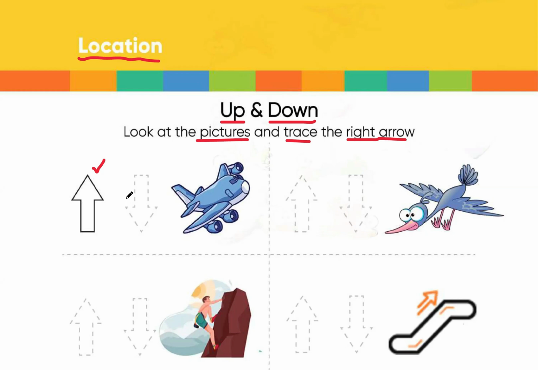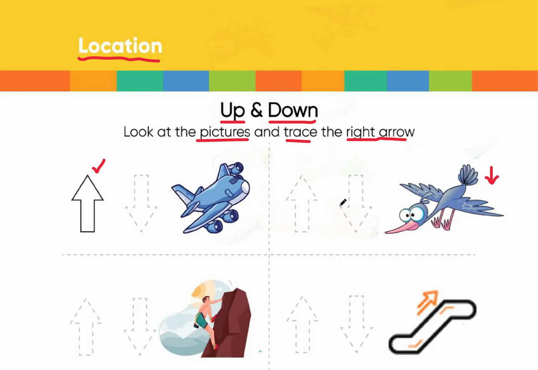Similarly, if the bird or any object is pointing in the downward direction, then you have to trace the arrow that is pointing in the down direction. So this is what you have to do in the rest of the tasks. Now let's move towards the second section which is in front of it. Here you can see a bird and you can see very clearly that this bird is in the downward direction. That means that this bird is moving from the sky to the ground. That means that we have to trace the arrow which is pointing in the downward direction.